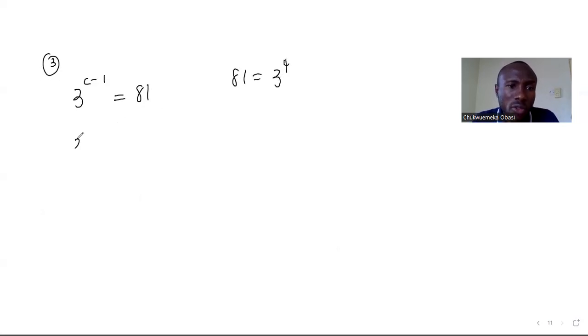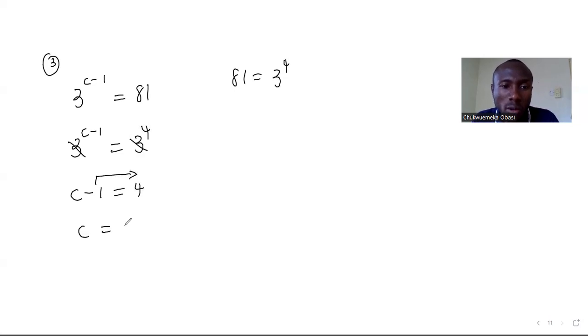So then I have 3 to the power c minus 1 is equal to 3 to the power 4. The idea of doing that is that the base will be the same. You can cancel out the base and you equate the exponent. So c minus 1 is equal to 4. Take minus 1 to this side, so you have c is equal to 4 plus 1. And definitely c is equal to 5. This one is quite easy and very straightforward.